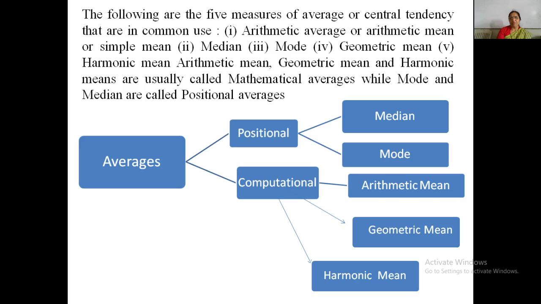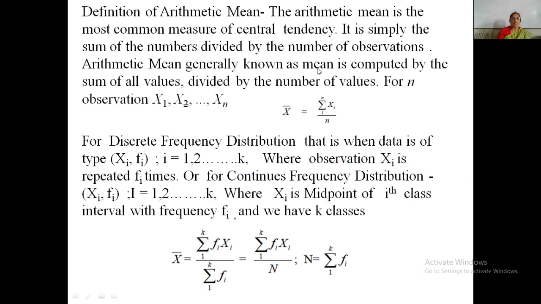Further, our arithmetic mean, geometric mean and harmonic mean are obtained by computation using some mathematical formula. So according to their computational properties, we have these five types of average, and we are going to study these five types of averages. Now try to understand the data in three different formats.